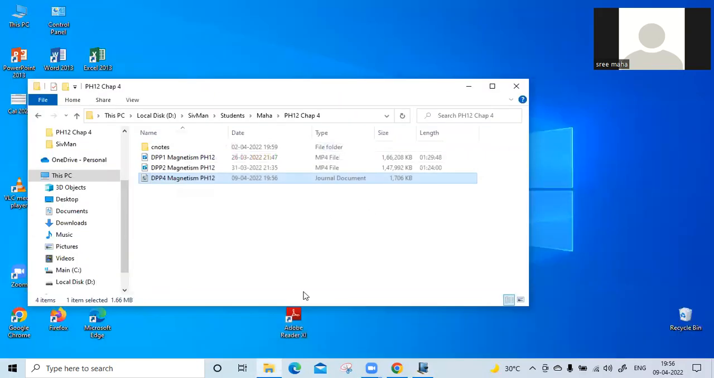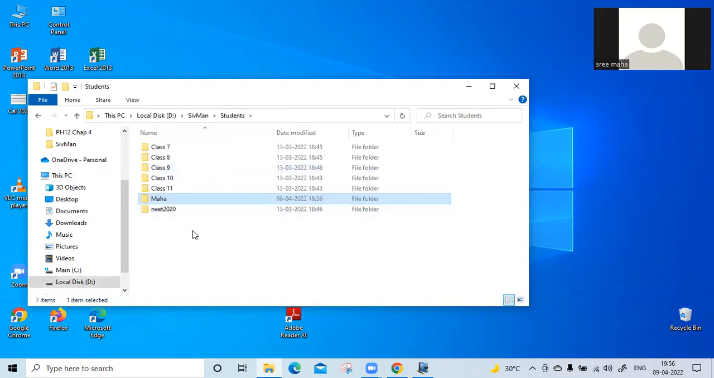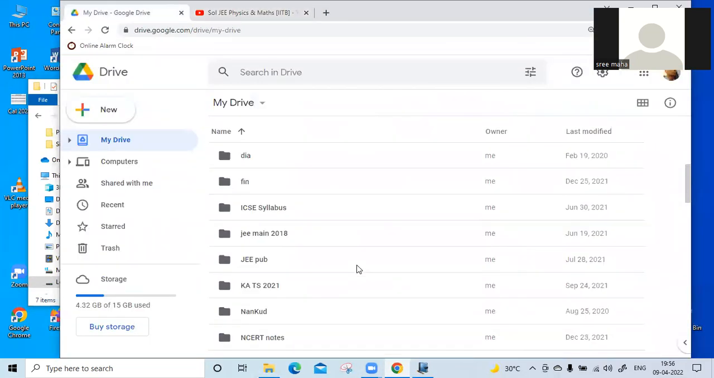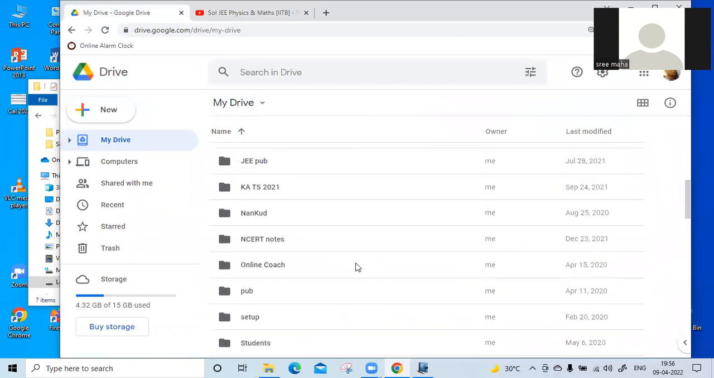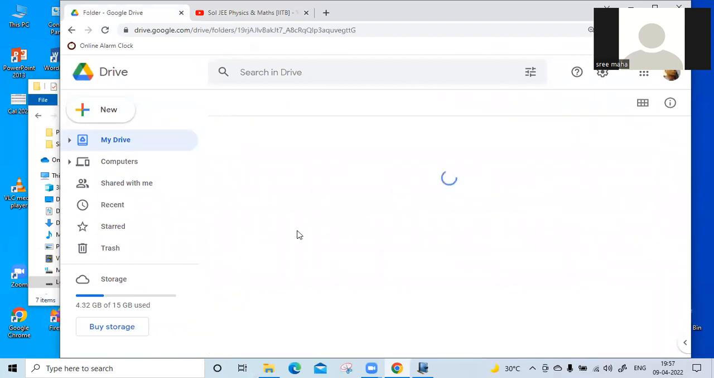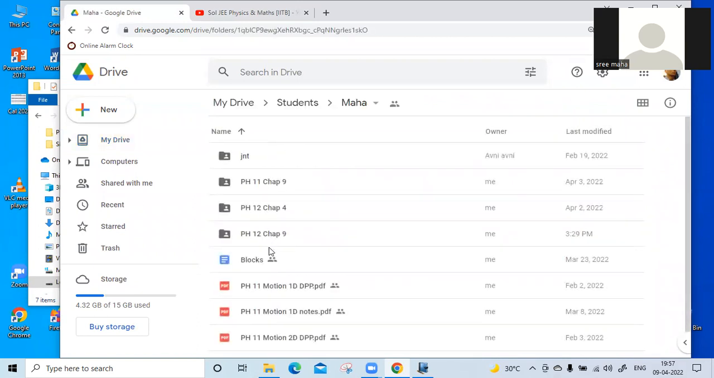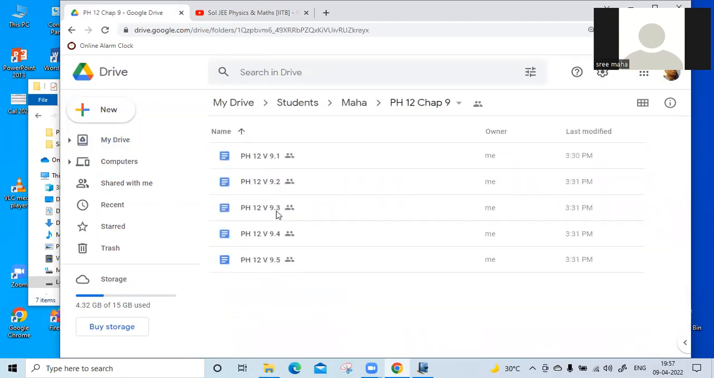Done. So I think we have done enough of magnetic field. Can we move to the next one then? Yes, sir. We do ray optics. In your folder, I put chapter 9. This is the theory part.